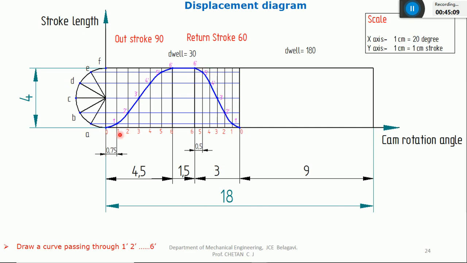It means you are plotting the cam rotation angle from 0 degree to 360 degree, and displacement from 0 to 4 centimeter. And you can join this also for the next 180 degree. There is no movement, the follower is under rest, so you can join this also with a flat curve. You can extend this blue color line. So this is nothing but the displacement diagram.